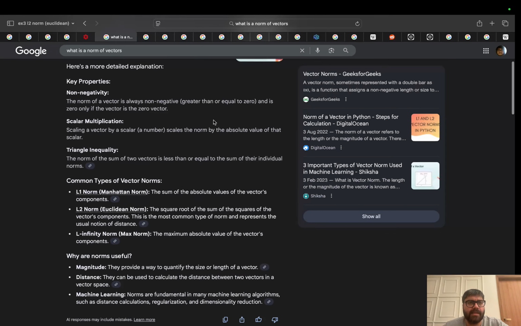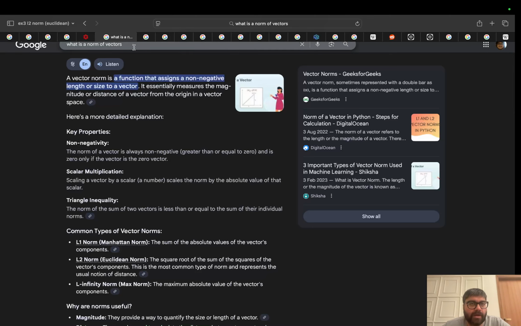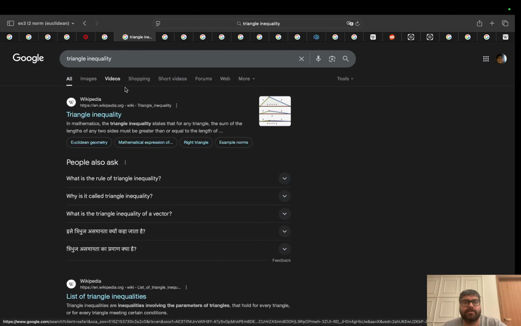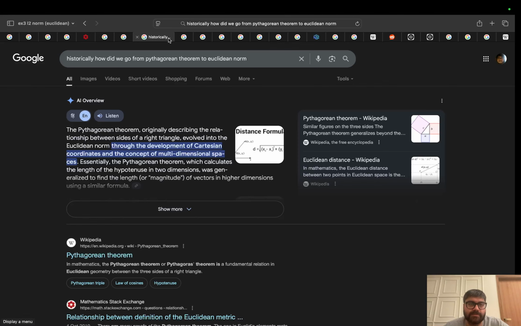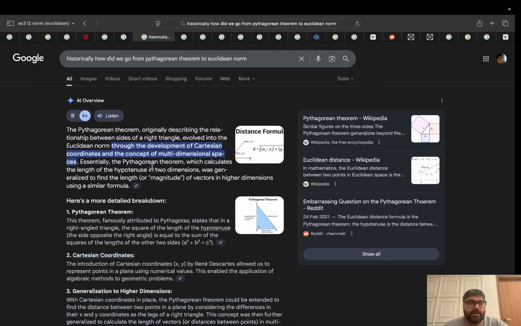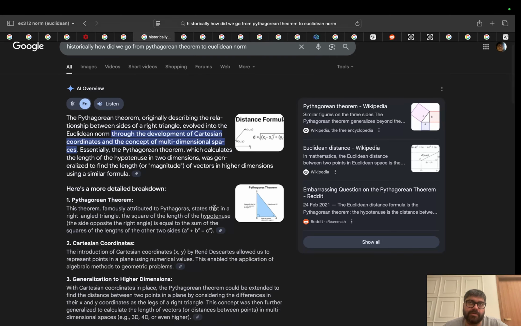And I looked this up and I was quite curious. So I kept going with this, looked up the triangle inequality again. It was fairly straightforward. And then I was really curious as to historically how we went from the Pythagorean theorem to the Euclidean norm, because Pythagorean was obviously just two-dimensional, whereas the Euclidean norm is obviously generalizable to n dimensions, right?